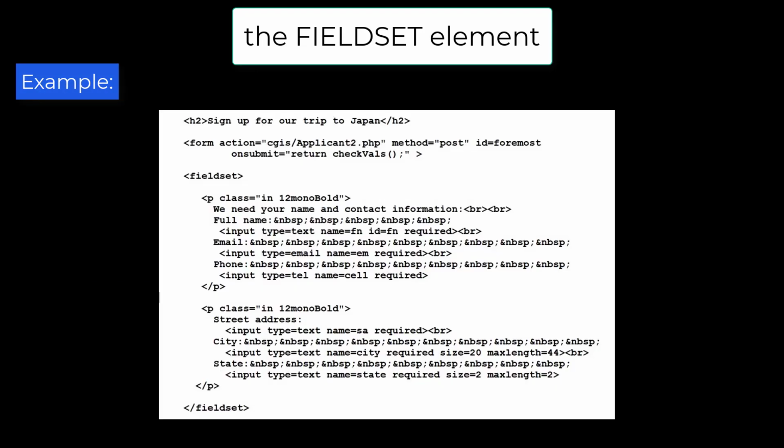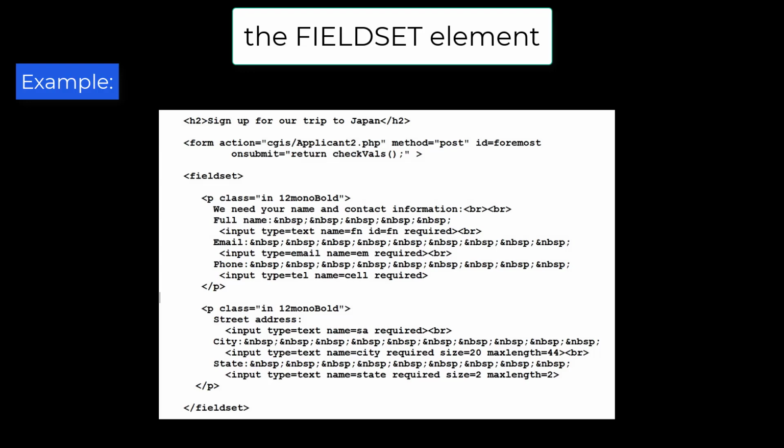Here's an example. Here we gather half a dozen pieces of information. To show they are all related, we bound them in a FIELDSET. So here's the code. H2, sign up for our trip to Japan. Form: action equals CGI's applicant2.php, method equals post, ID equals foremost, on submit equals return check vals.